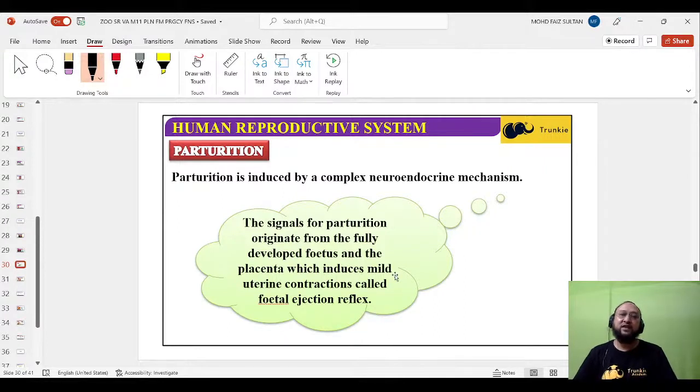So the signals for parturition originate from the fully developed fetus and the placenta, which induce mild uterine contractions called the fetal ejection reflex.